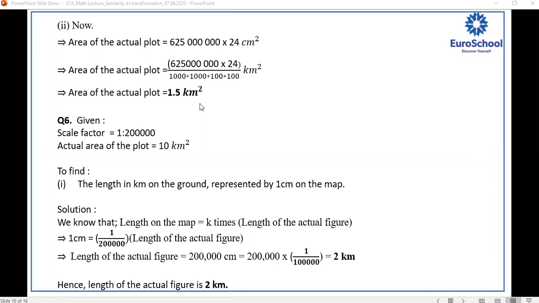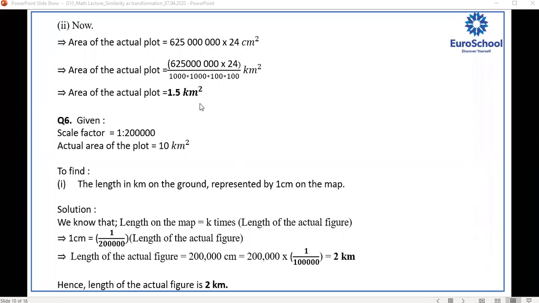Any doubt in this question? No, ma'am, because all the questions are similar. So if you want, I can take it again. No? Understood? Yes, ma'am. Okay, fine. Let's move to question number 6.